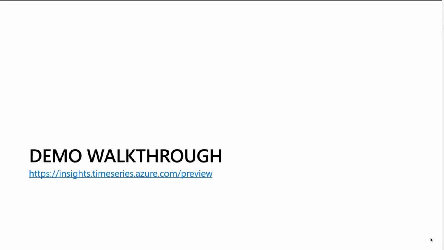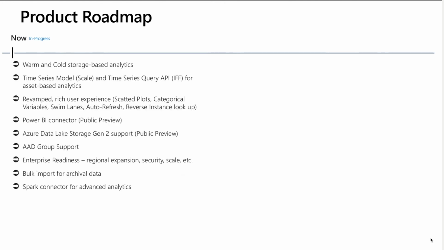Now that was the demo that we wanted to show you, and now let's quickly look at the product roadmap. We will talk about what we are working on right now as we speak. The warm and cold-based analytics that we just reviewed is being worked on, and it is all ready for our GA. Then we have the time series model and time series query API, with additional capabilities that we are adding from a scale perspective as well as additional aggregate and scalar functions that our customers can use.